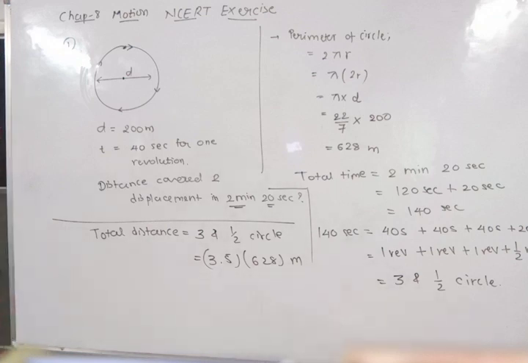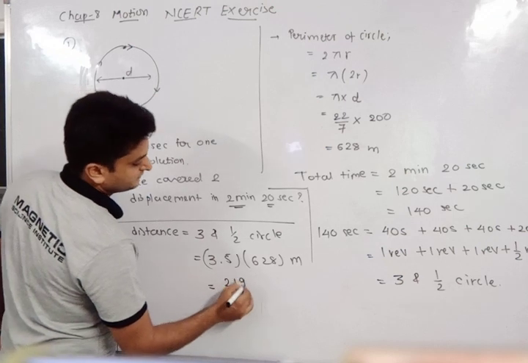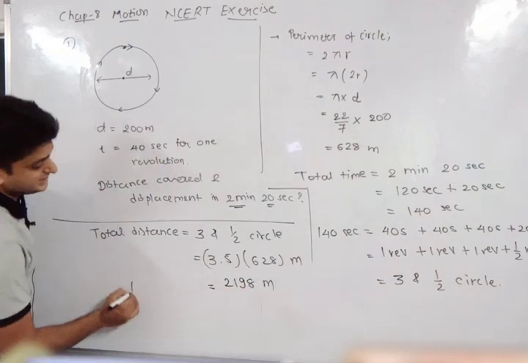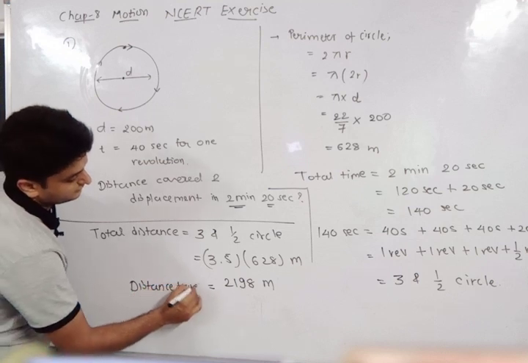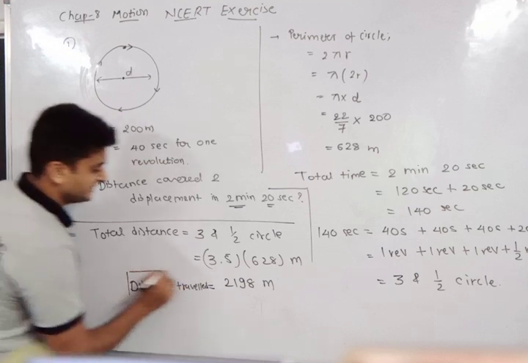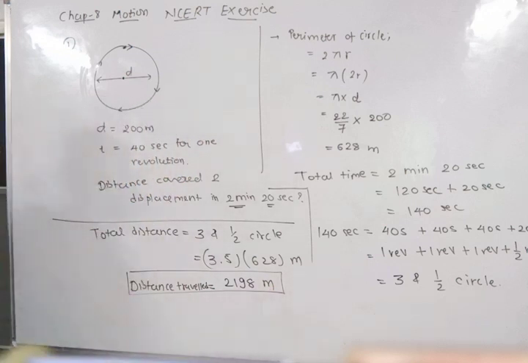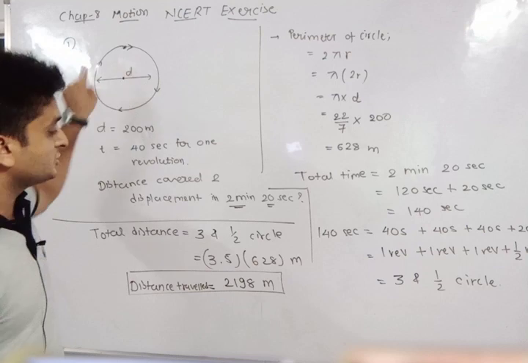Now you have to multiply this. On multiplying, let me tell you what you will get. 628 into 3.5, you are supposed to get 2198 meter. What is this? This is the distance traveled. How much total distance will it travel? It will travel a total distance of 2198 meter.